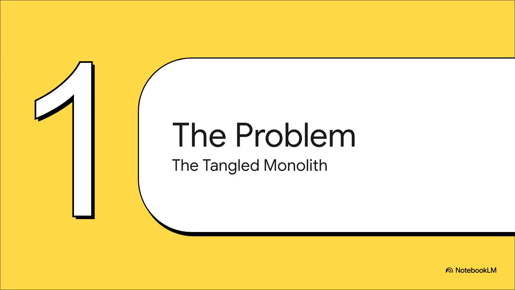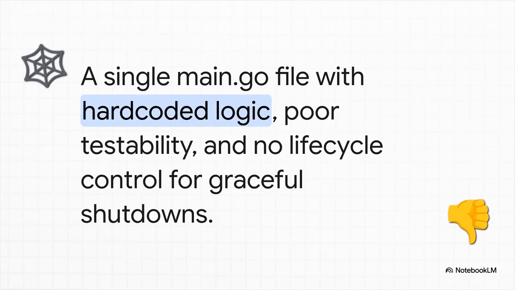Okay, so first things first, we've got to really understand what we're dealing with. Let's take a hard look at the before picture. The classic tangled monolith. So in the beginning, this application pretty much lived inside one single file, main.go. I mean, the server's startup logic was all hard-coded, which made it super rigid. Testing? Forget about it. It was nearly impossible because everything was so tightly coupled together. And maybe the biggest sin of all, it had no graceful shutdown. And as you know, that is a huge no-no in any production environment.